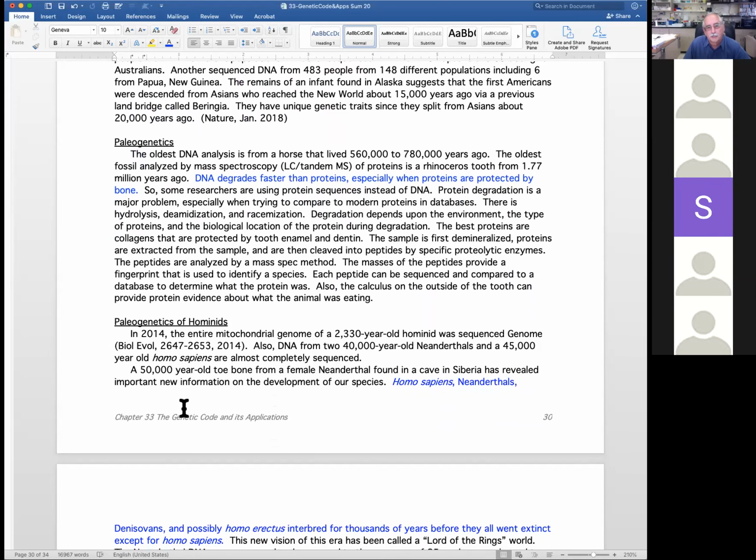So paleogenetics: the oldest DNA analysis is from a horse that lived more than 500,000 years ago. But DNA degrades faster than proteins, so now they're trying to do it with proteins too. Using mass spectroscopy of proteins, they've been able to look at proteins from, say, a rhinoceros from 1.8 million years ago. It's crazy.